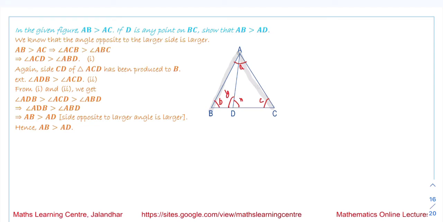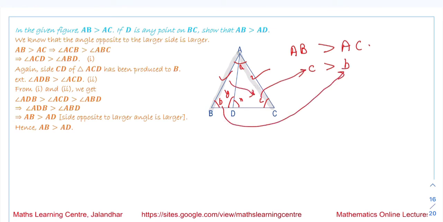So we are given that AB is greater than AC, that is, this side is greater than this. It means angle C is greater than angle B. This is opposite to this, this is opposite to this. Now if we look at the triangle ADC, we have that Y is greater than angle C, and if we look at the triangle ABD, we are saying that X is greater than the angle B.